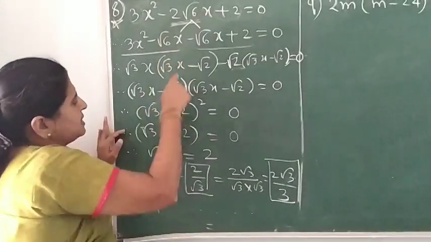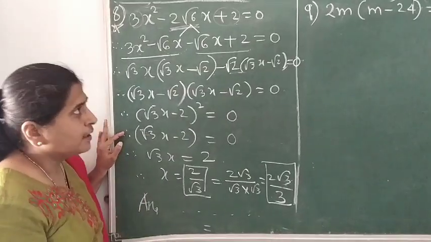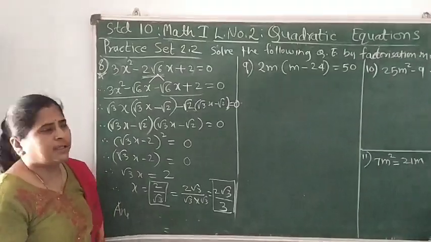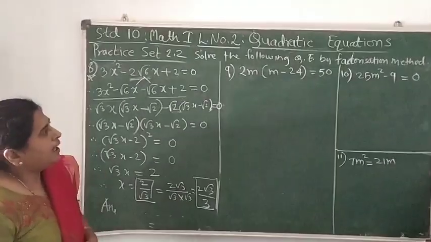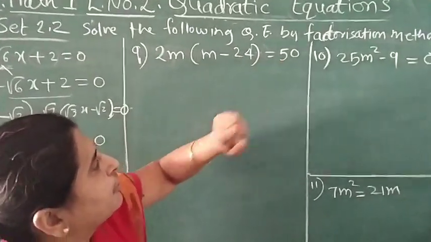As this trinomial is a perfect square, you get only one root, not two. So this was a little bit of a star-marked sum in your textbook. You have to solve it in this way. And what about this? 2m in bracket m minus 24 is equal to 50.